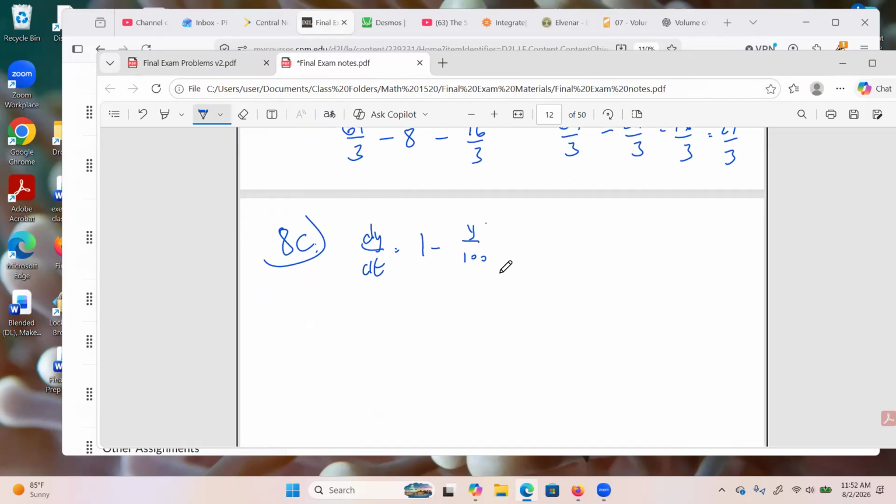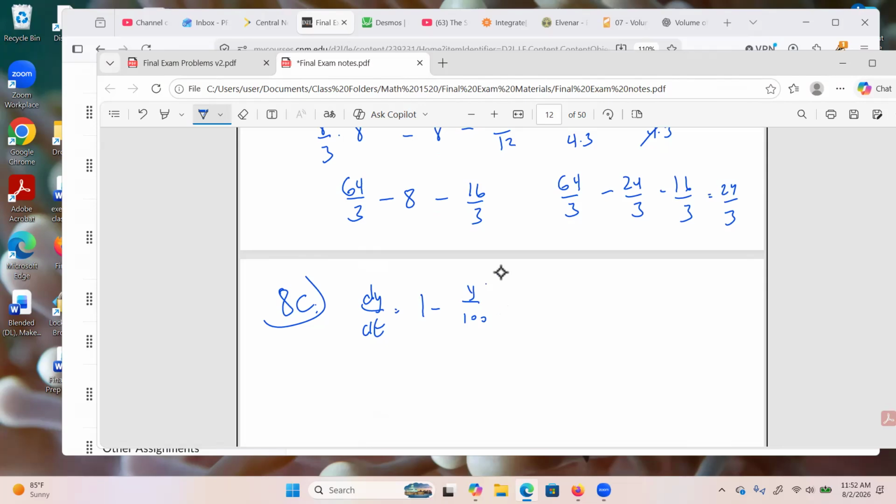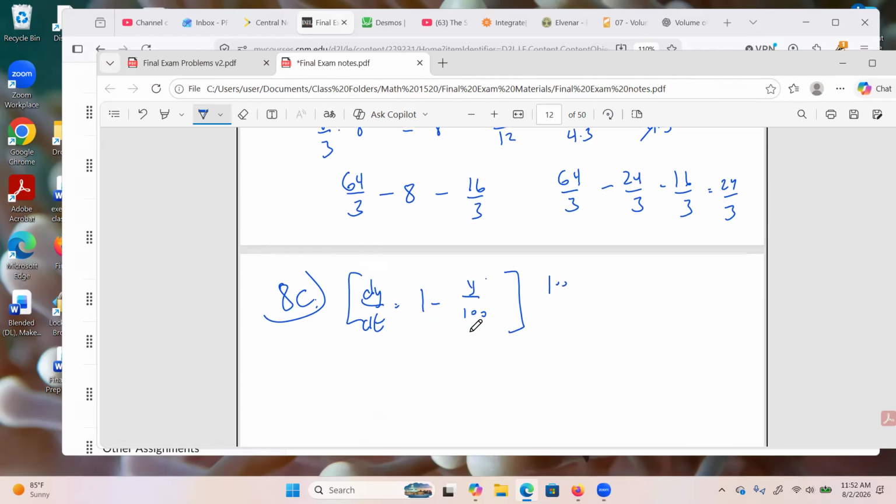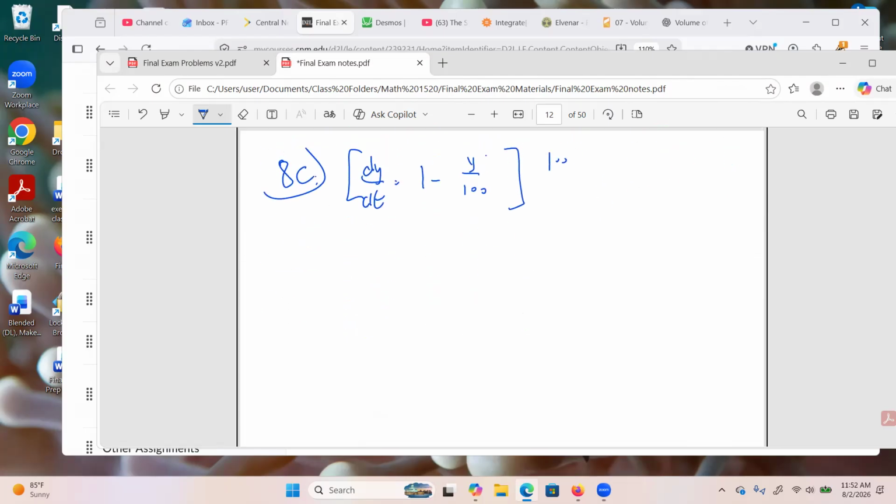First thing I'm going to do is multiply everything by 100 because I'm not particularly fond of the fractions. So both sides, multiply by 100. We'll see that that's not the greatest move, but just bear with me on this one. So we have 100 dy/dt equals 100 minus y. Now I'm going to get all the y's on the left side and everything else on the right side. So we have dy over 100 minus y equals 1 over 100 dt.